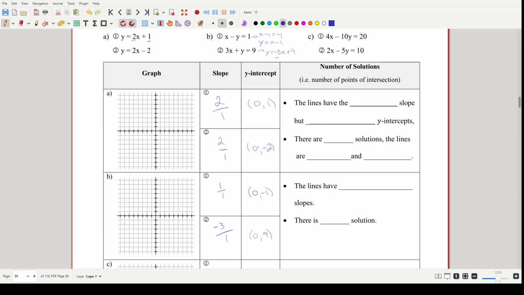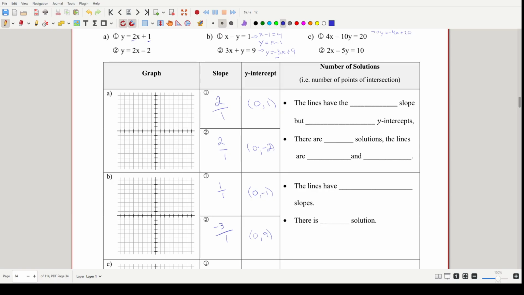Now we have our last one here. We have to rearrange these. So before we scroll down and put them in the right spot, we'll rearrange them first of all. Now this one, it's not the prettiest one in the world. It's going to take a little bit of work, but we can still do it. So first off, we want to get the y all on its own. So we're going to leave the negative 10y on the left, and we're going to bring the 4x over to the other side. So that means that we have negative 10y is equal to negative 4x plus 20.